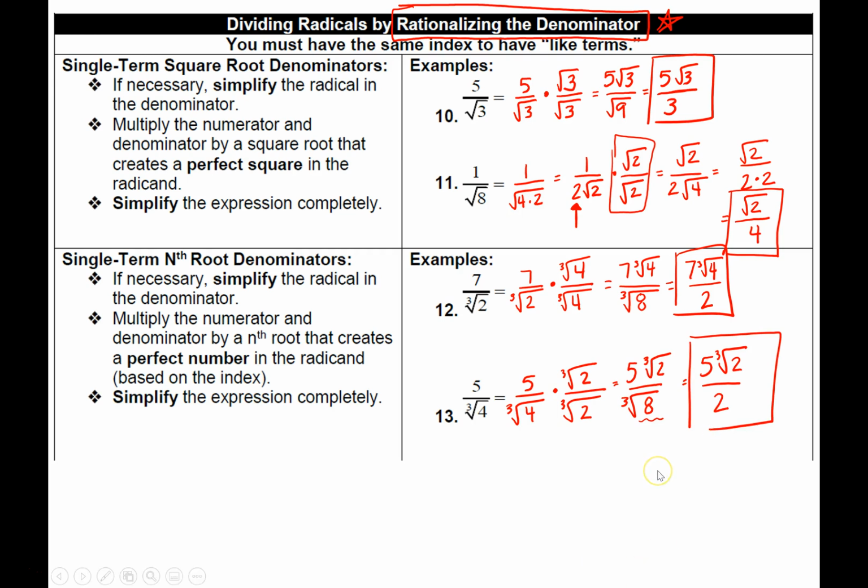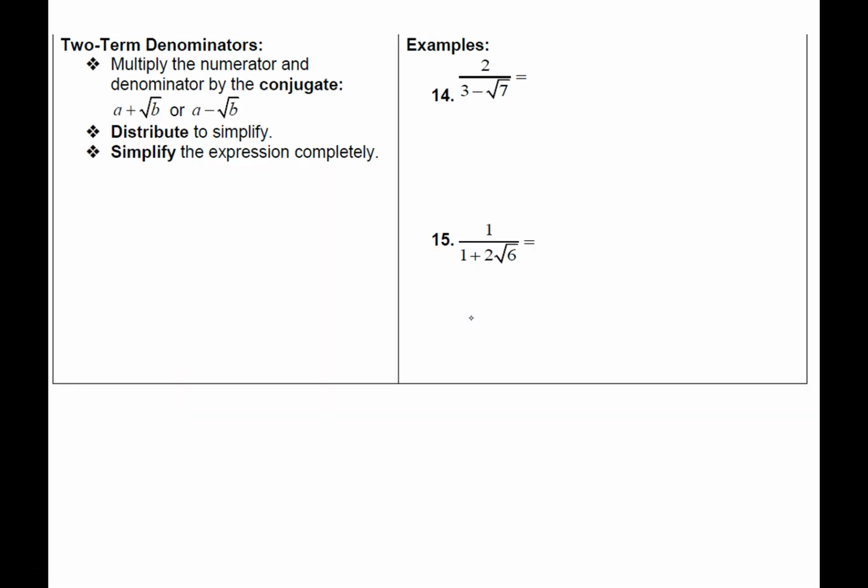All right, so I know that's a lot. There's one more situation that I need to show you, and that is, what do you do if you have two terms in the denominator? You'll notice that for all four of these, there was just one radical. But if you look at these last two, notice that 14 says 3 minus the square root of 7. So now I don't just have a square root, I have subtraction happening.